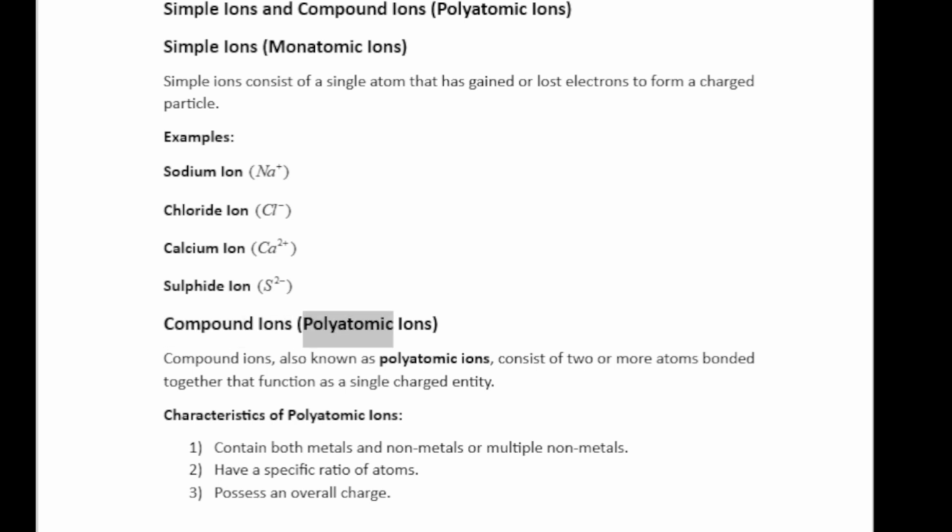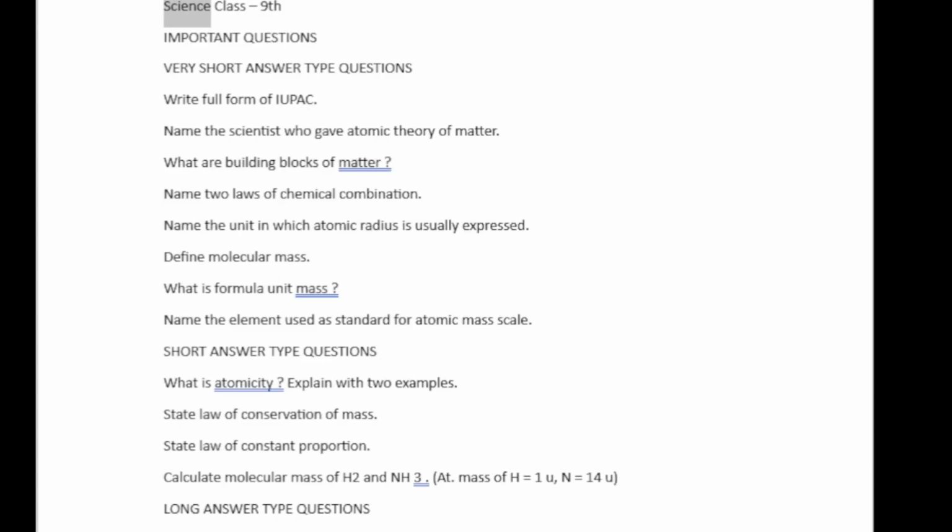Compound ions, polyatomic ions. Compound ions, also known as polyatomic ions, consist of two or more atoms bonded together that function as a single charged entity. Characteristics of polyatomic ions: contain both metals and nonmetals or multiple nonmetals. Have a specific ratio of atoms. Possess an overall charge. Science class 9th.